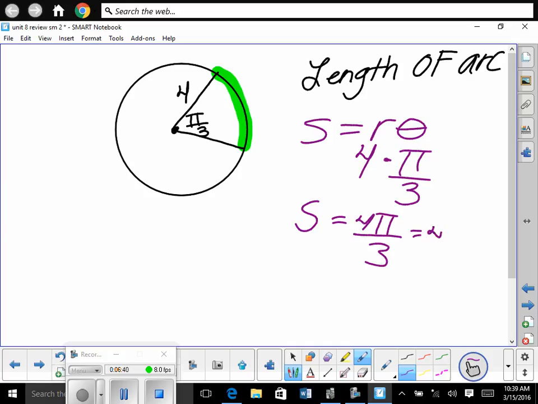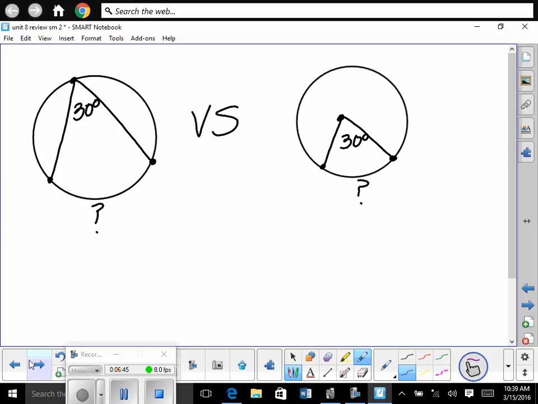Okay, 4.2. Okay. So what's the difference between this angle and this angle? One central and one inscribed. Okay, so if this is 30 degrees, is it an inscribed angle? It opens up on the arc from here to here, right? So what would that be? 60 degrees, right? This times 2 is equal to this.